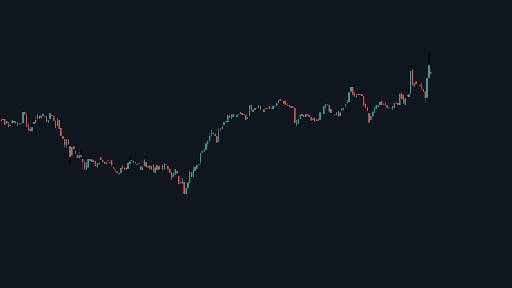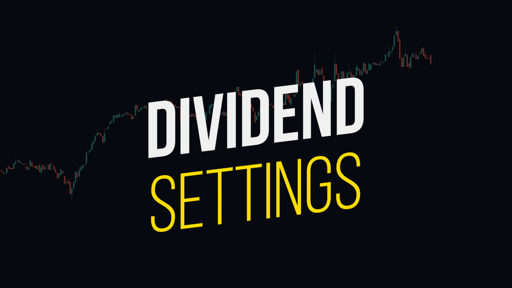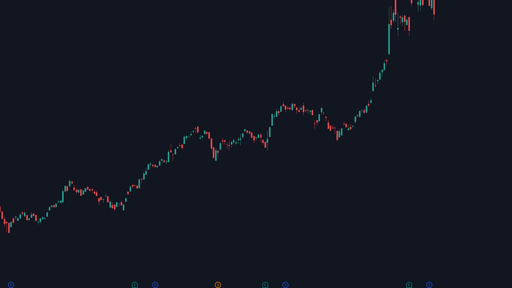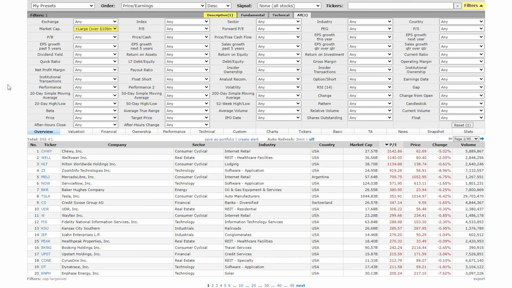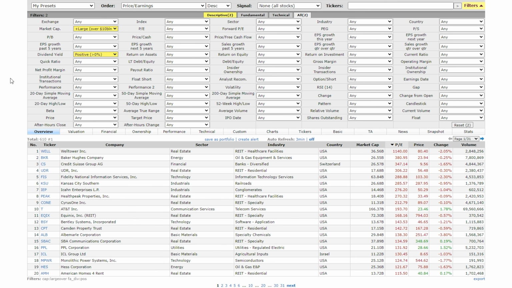The next preset is for all my dividend traders out there. We'll be trying to find undervalued stocks that are looking to grow, but they also pay dividends. First things first, we want large market cap stocks. So we'll set it to over 10 billion. Next, we want a positive dividend yield of over 0%, telling us all these stocks pay dividends.